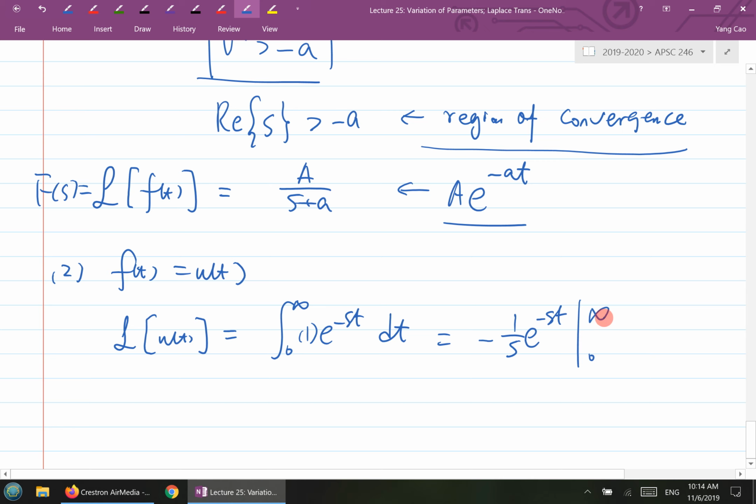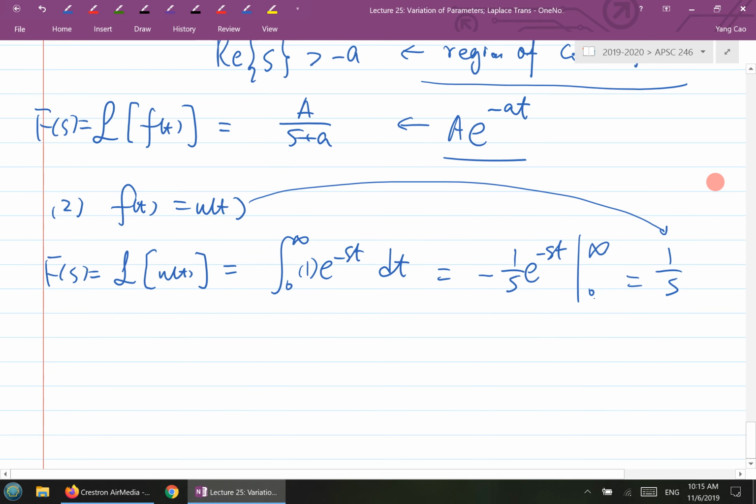So when I plug in infinity for t, that's where I care about the region of convergence. Assuming we're in the region of convergence, when you plug infinity in here, it goes to 0, so we get 1 over s only. So that's why we don't have to care about the region of convergence anymore. We only have to assume that when you plug in infinity and have e to the power negative something, it's going to be 0. So your unit step function, its Laplace transform is 1 over s.